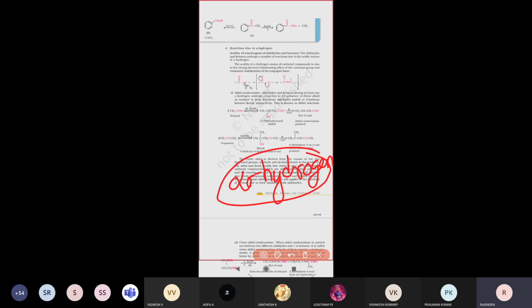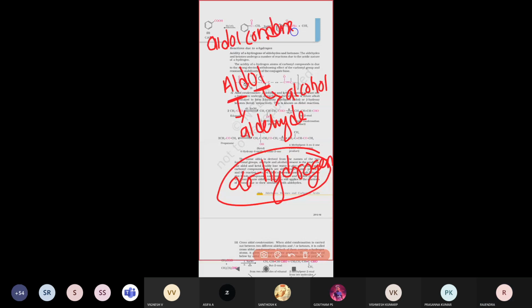Next, aldol is nothing but, what are the functional groups present in that compound? Ald is aldehyde and OL is alcohol. So within that same compound there are two functional groups: one is aldehyde and another is alcohol. So what is meant by aldol condensation? What is the meaning of that? What must be eliminated?